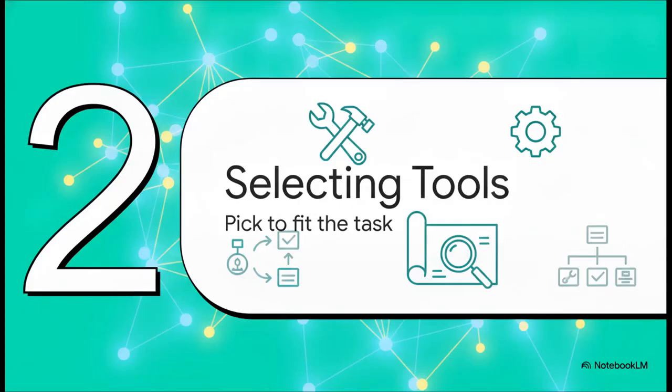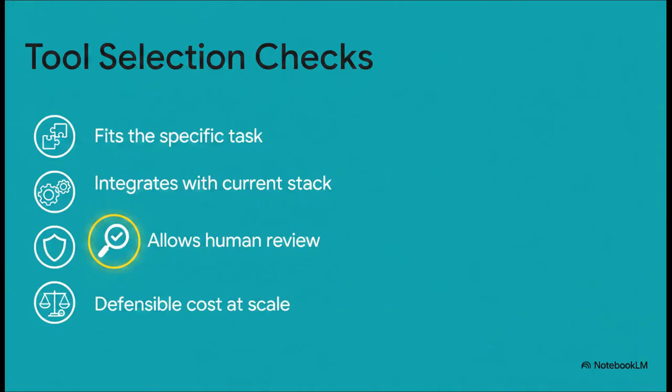Moving right along to Section 2, selecting the right tool. You always want to pick the tool to fit the task, never the other way around. So, before you do anything, you need to run 5 essential checks. Does it actually do the job? Does it play nicely with your current tech stack? And this is absolutely crucial. Does it allow for human review? Also, are the privacy terms acceptable for laws like PIPEDA or Quebec Law 25? And finally, is the cost defensible when you scale it up?